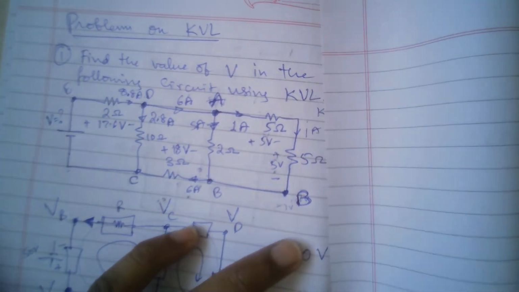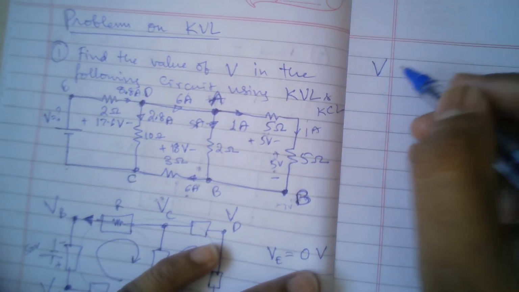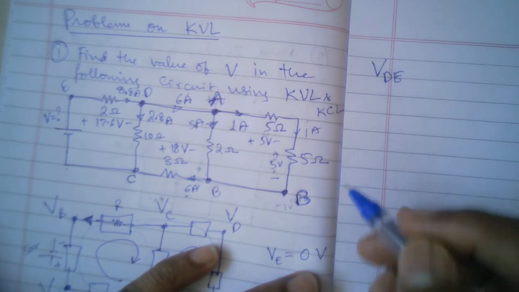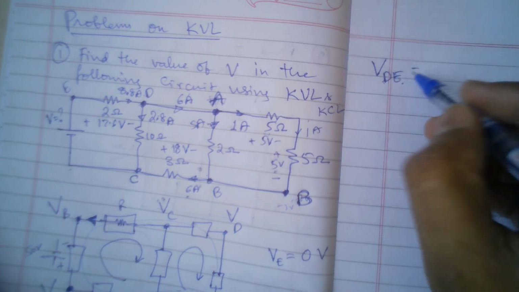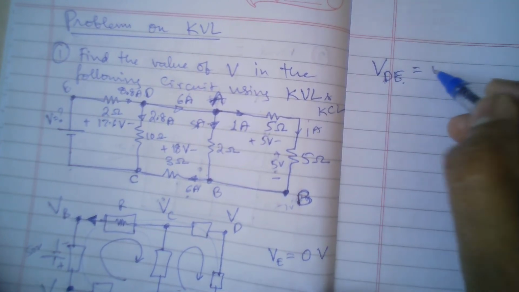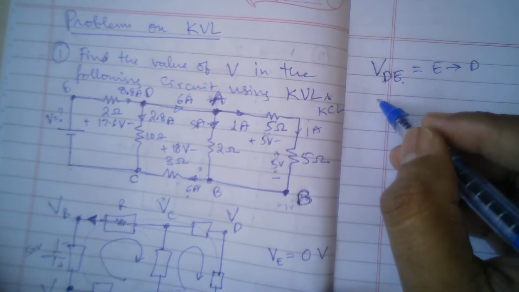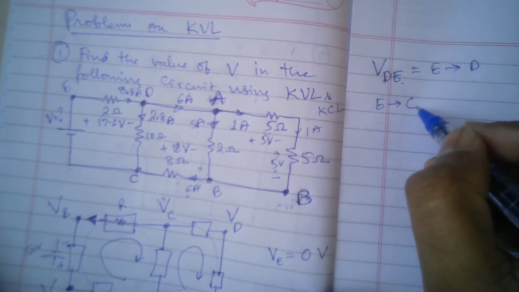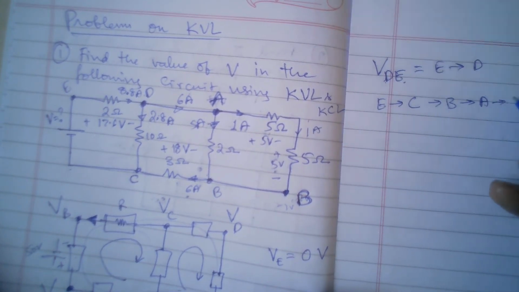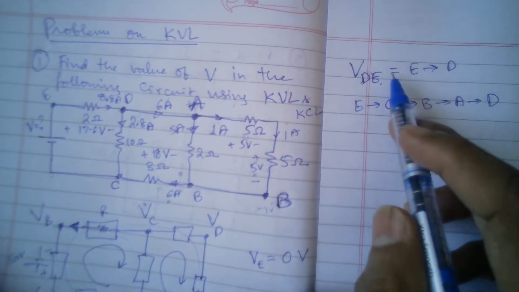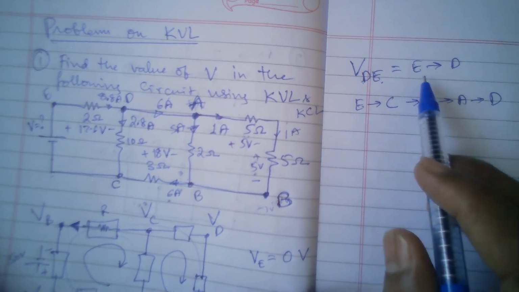let me just fold the paper like this so that I can write it here. I want to calculate VDE, the voltage of D with respect to E. Now I can apply two routes. One route is directly E to D. Another route can be, I start from E, then I go to C, then B, then A, then finally D. So two routes are there, and both routes will give me the same value. Let me demonstrate it to you.